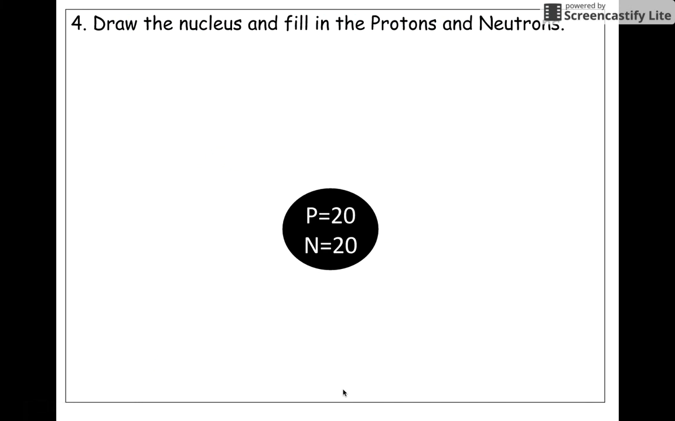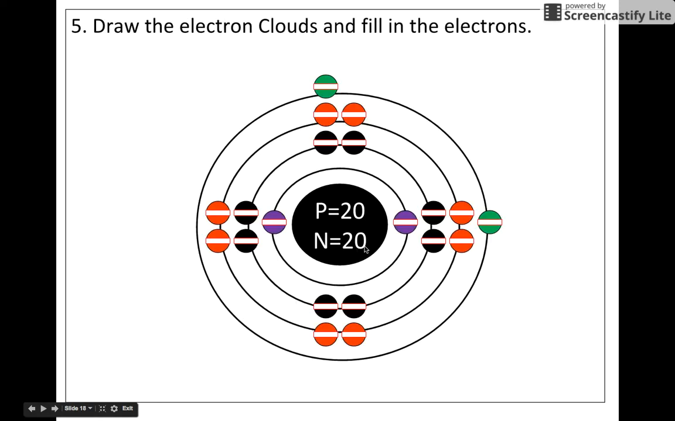So let's go ahead and draw the element calcium, okay? We draw the nucleus first, and we don't want to do 20 plus signs and 20 neutron signs because that was taking a lot of space. So let's go ahead and just draw a circle, and then do P equals the number of protons, N equals the number of neutrons, which in this case is 20 for both. Then you go ahead and draw the 4 shells that we need, and then you start counting.